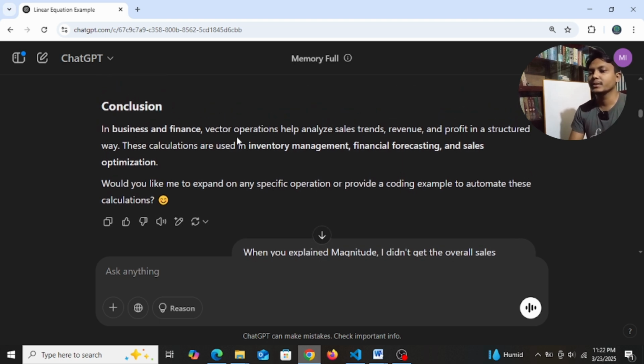The conclusion: in business and finance, vector operations help analyze sales trends, revenue, and profit in a structured way. These calculations are used in inventory management, financial forecasting, and sales optimization.